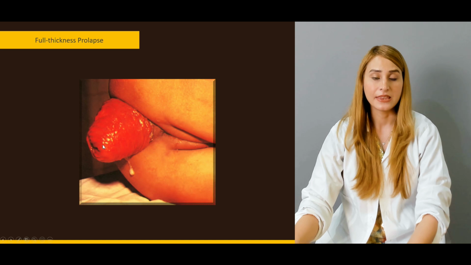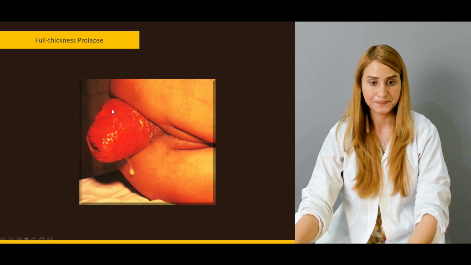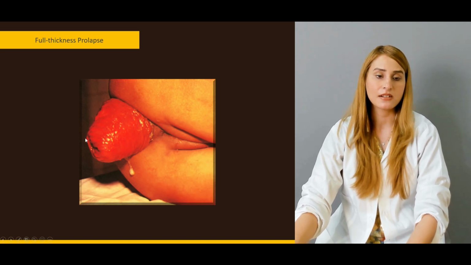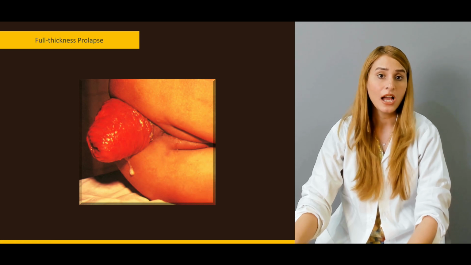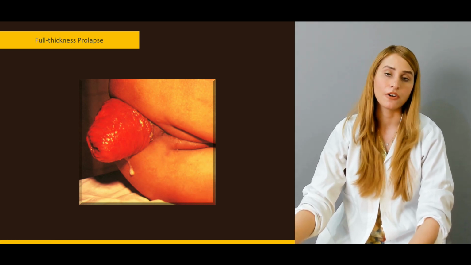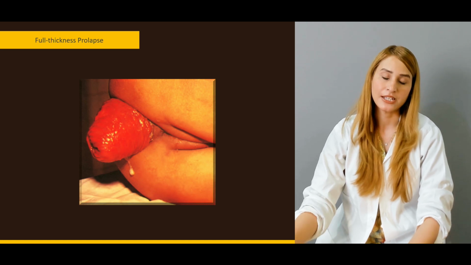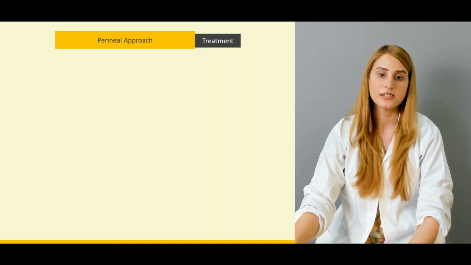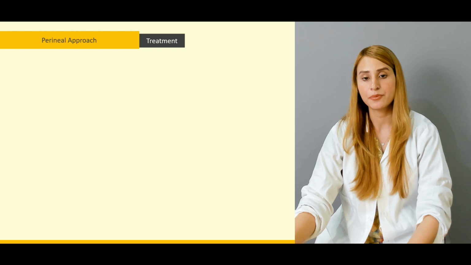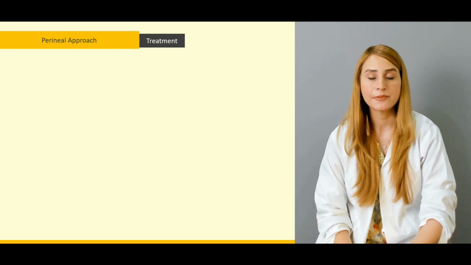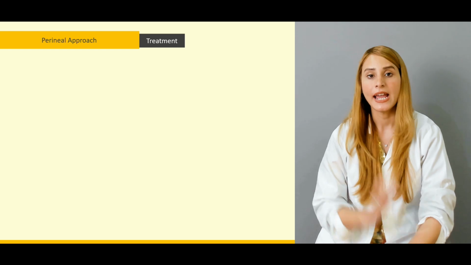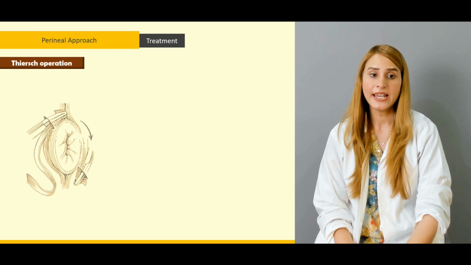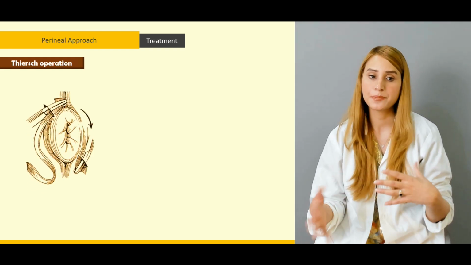You can see here all the layers of the rectum have prolapsed. So this is called a full thickness prolapse, in which not only the mucosa and submucosa of the rectum are prolapsed, but actually all the layers of the rectum are prolapsed. There are two approaches for the treatment of rectal prolapse. One is a perineal approach, and the other is the abdominal approach. In the perineal approach, there are three procedures you can perform.